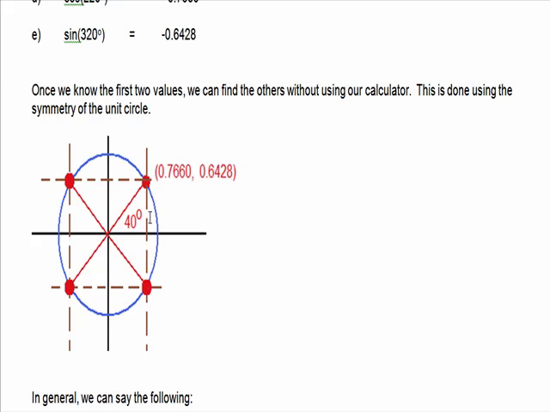Notice in this particular case, the cosines would be the same, the x's are the same, but the y would be negative. The sine value would be negative, so that's why we get negative 0.6428. So I didn't really need to use my calculator to get anything other than the 40-degree angles. I could actually use symmetry to get the rest.